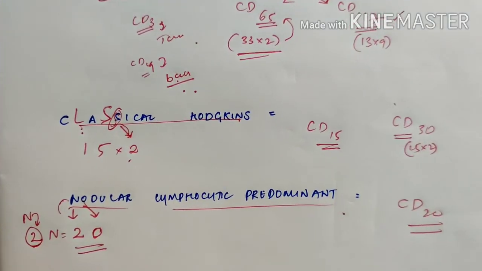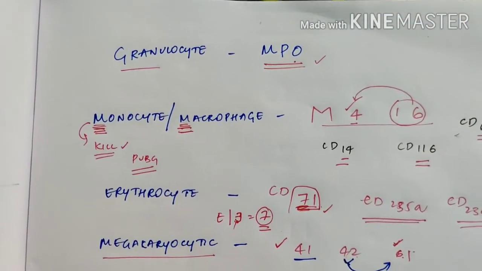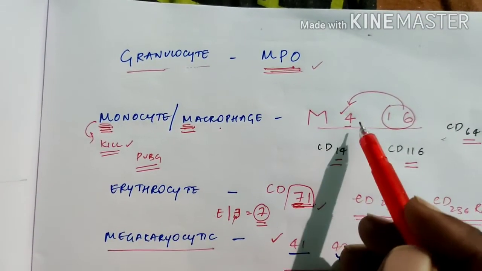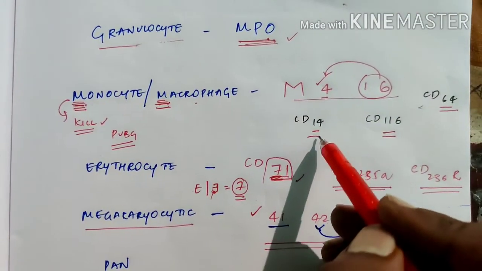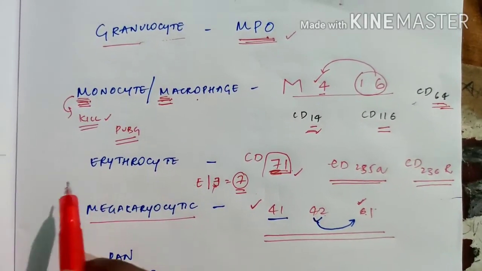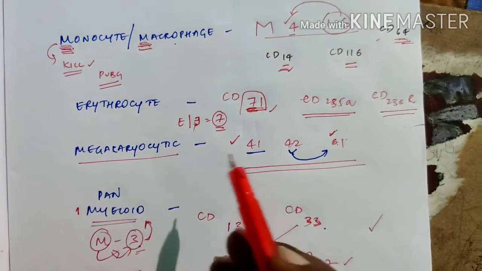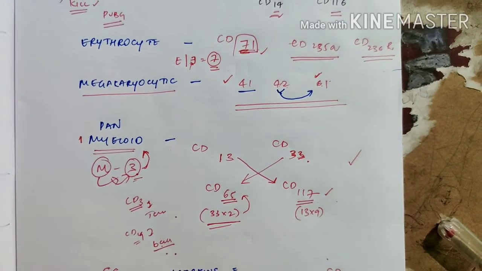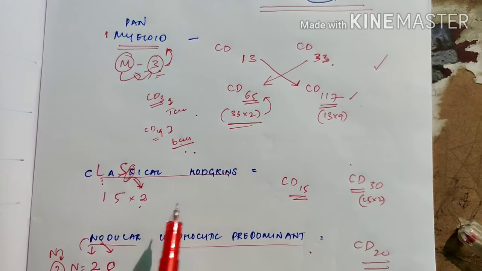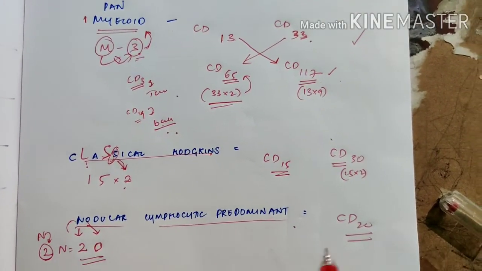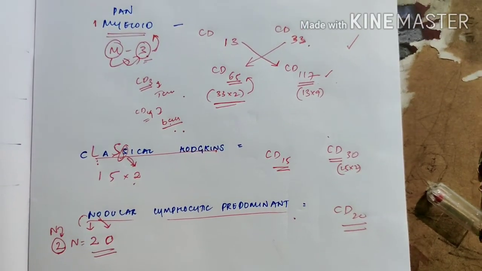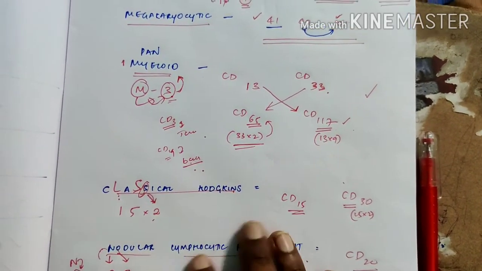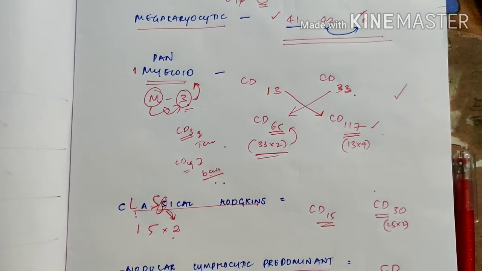You have to remember this much to answer any questions. Once again, I want to repeat them. For granulocyte, MPO. M for monocyte or macrophage, M416, 4 or 16 in common in any marker. So 14, 116 and 64. Erythrocyte, you remember it as 71. For megakaryocyte, 41, 42, 61. For pan myeloid markers, 13, 33, 39 are 117, 33 2s are 65. For classical, 15 and 15 2s 30. For nodular, remember it as 20. As simple as that. So like this, you have to remember all the markers possible. Just remember, you mug up every time, you'll remember all the time, and you'll answer easily in the NEET PG.